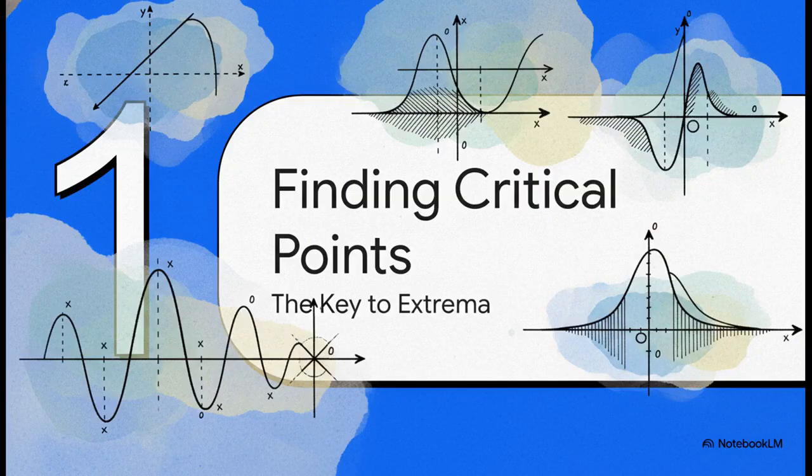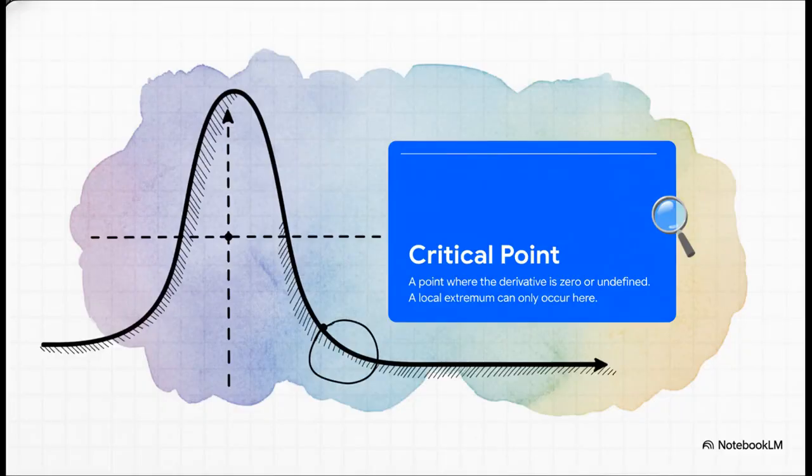So, how in the world do we find these kings? We can't just check every single point on the graph. That would take forever. Instead, we hunt for special locations, places where the function's slope gives us a big clue. The whole idea is that a peak or valley can only exist at these special spots, and we call them critical points.